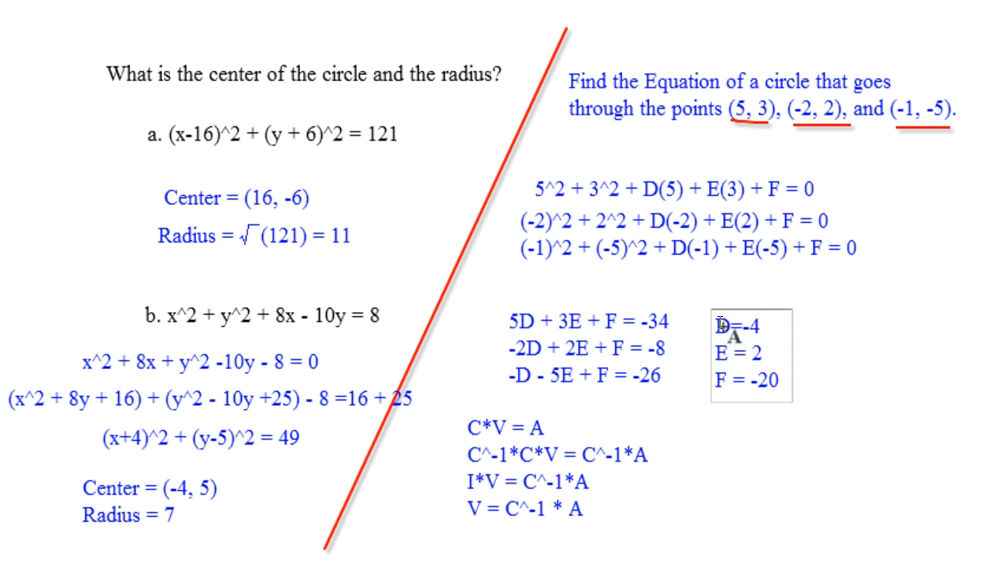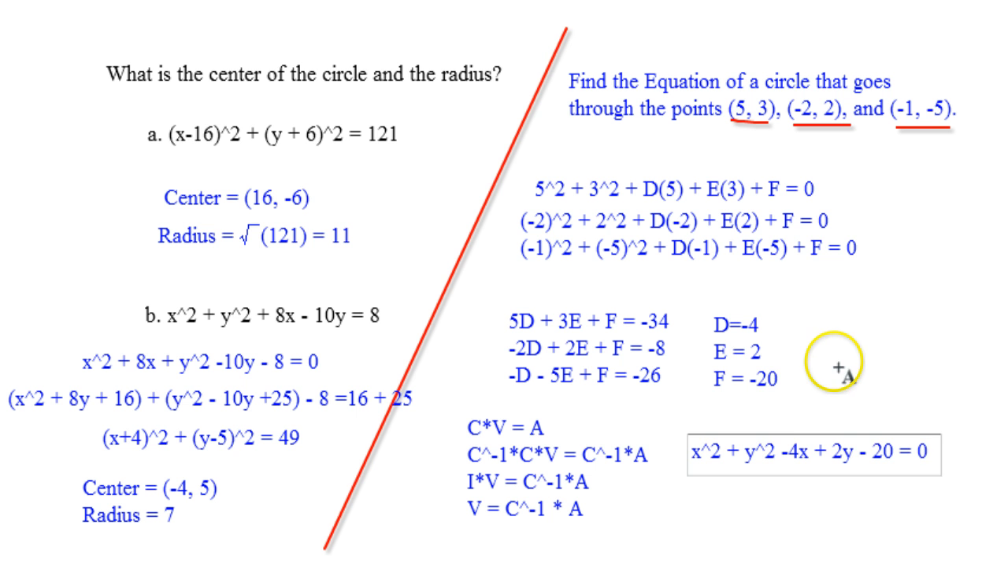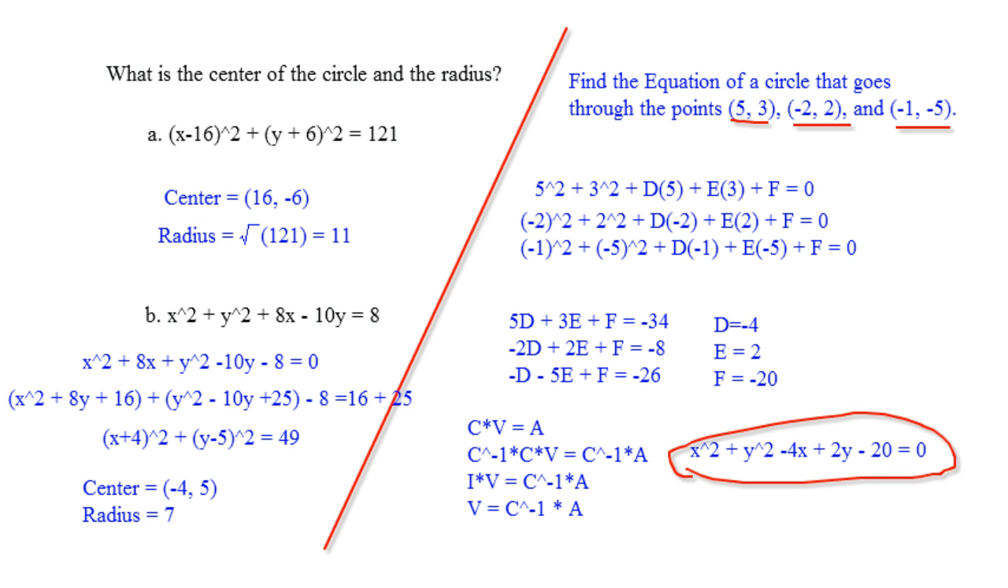Negative 20, yeah. Okay, and so when I write out my equation, it's going to be x squared plus y squared minus 4x plus 2y minus 20 equals 0. And voila, I actually have my form all set up so that I can show you that this is this right here. Now that's the general form.